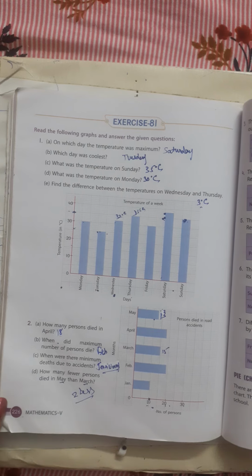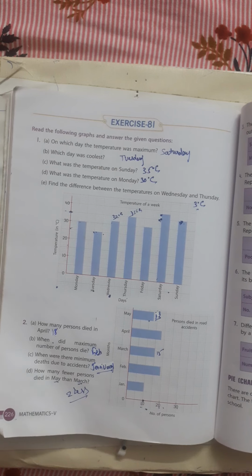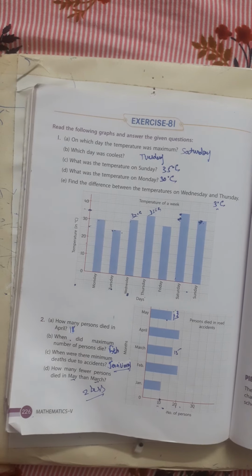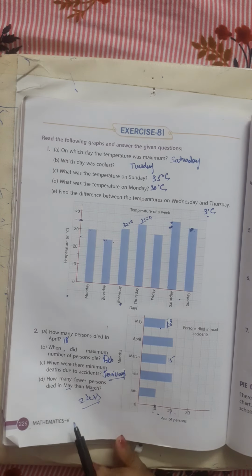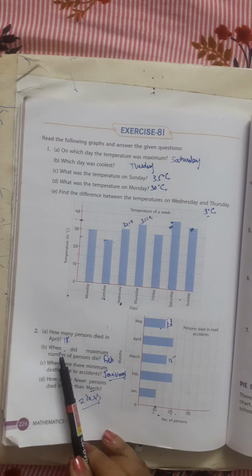So 2 fewer persons died in the month of May than in the month of March. Now we are doing one more question. I am repeating this question one more time. As you can see, this is a bar graph showing the number of persons who died in particular months. The vertical line shows months and the horizontal line shows the number of persons who died due to road accidents.